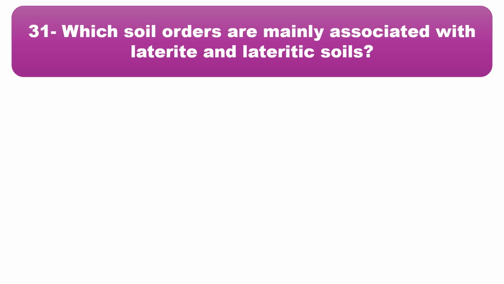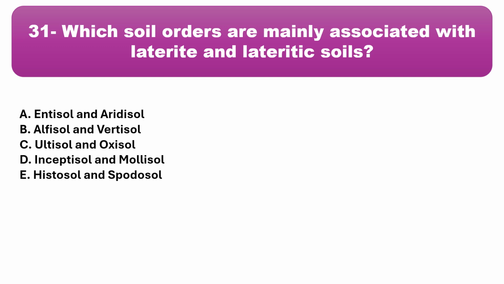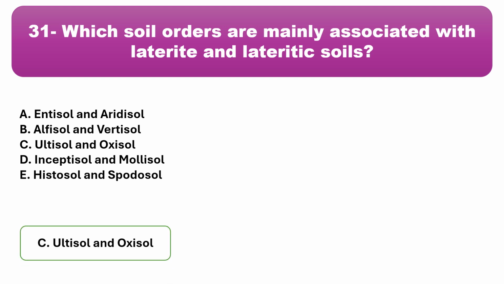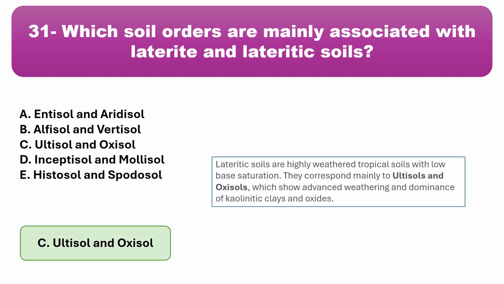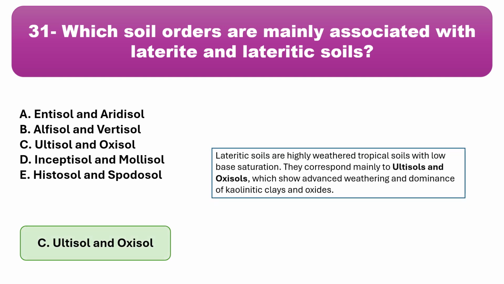Which soil orders are mainly associated with the laterite and lateritic soils? The options are entisols and aridisols, option B, alfisols and vertisols, option C, ultisols and oxisols, option D, inceptisols and mollisols, and option E, histosols and spodosols. The correct answer here is ultisols and oxisols. The laterite soils are highly weathered tropical soils with low base saturation. They correspond mainly to ultisols and oxisols, which show advanced weathering and dominance of kaolinitic clays and oxides.